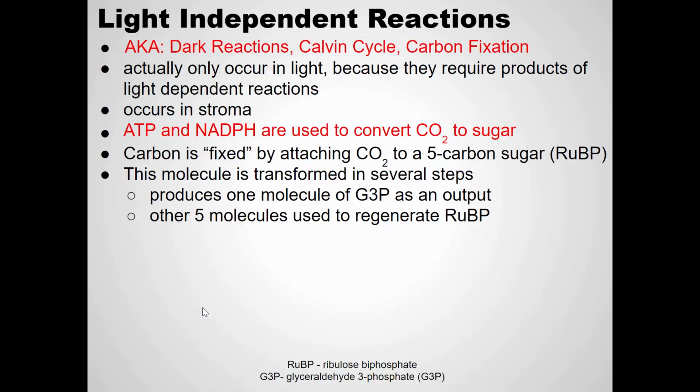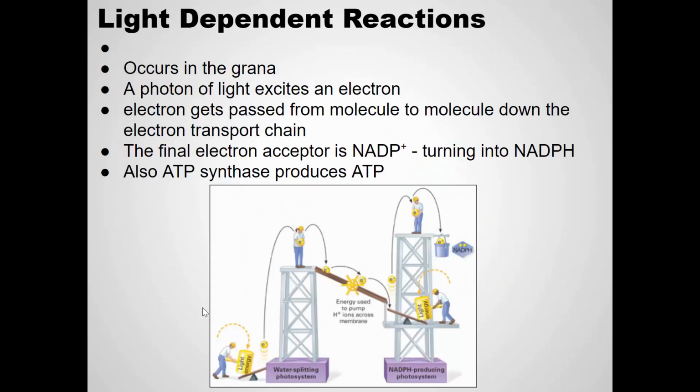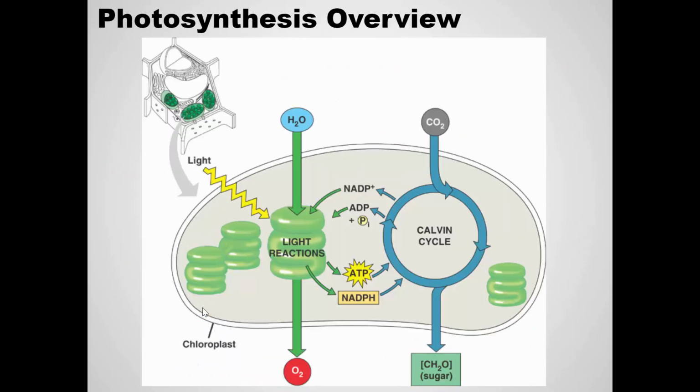But calling these the dark reactions is kind of incorrect, because they don't actually happen in the dark. If we look back at this diagram here, why does this stop? The Calvin cycle doesn't require light. So why does it stop if there's no light available?